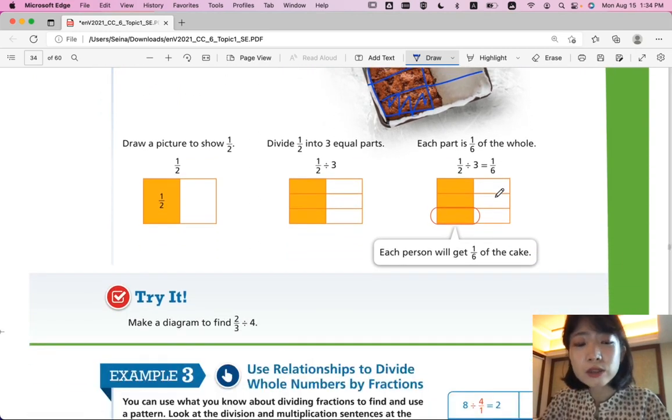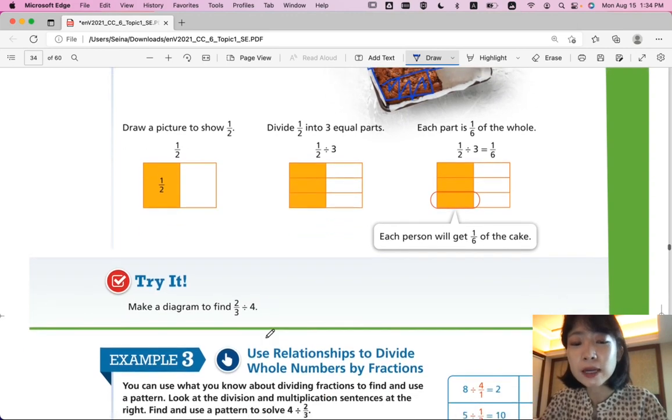Alright, so let's try the try question. Make a diagram to find 2/3 divided by 4. You need to make a diagram. See if you can do it by yourself. Come back when you're ready for answer.